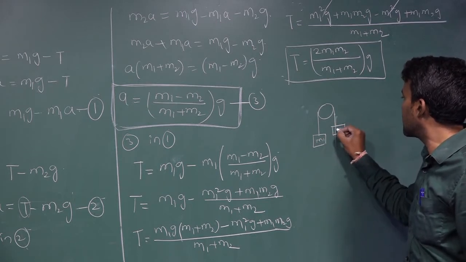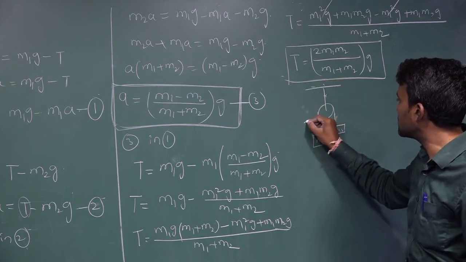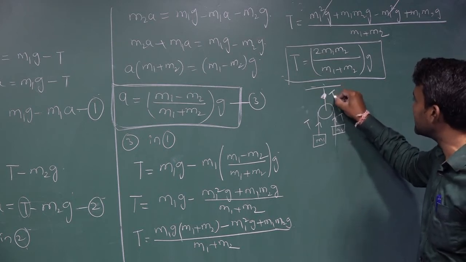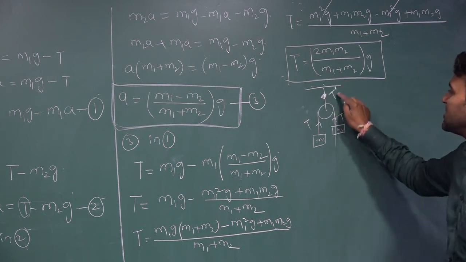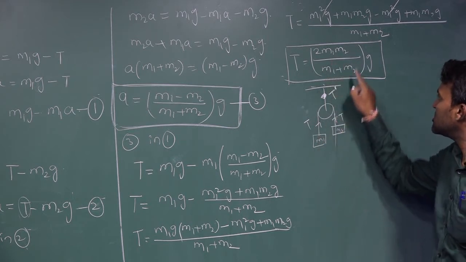This is m1, we consider, this is m2. Now here the tensional force is T, and here the tensional force is T. What is the tensional force T dash here? Here T dash is equal to how much? We calculated this T, it is equal to this one.